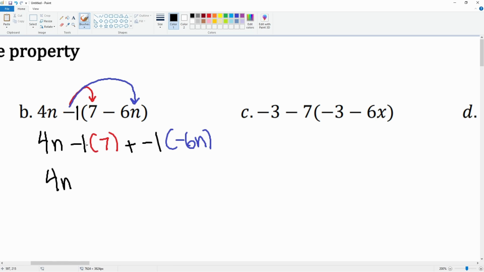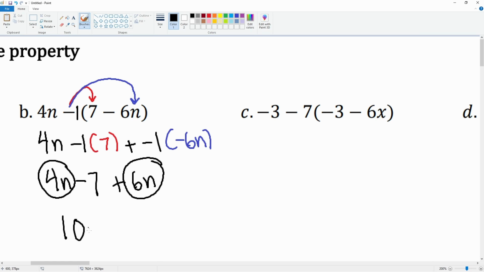4n, -1 times 7 is -7. -1 times -6n is a +6n. Notice that this and this are like terms, so this becomes 10n. Nothing happens to that -7. This would be your final answer, 10n minus 7.